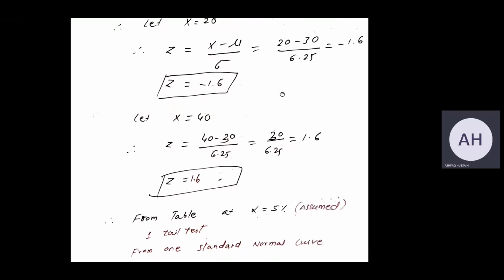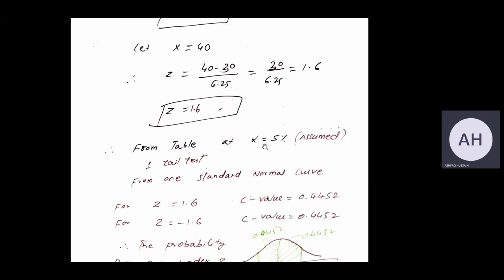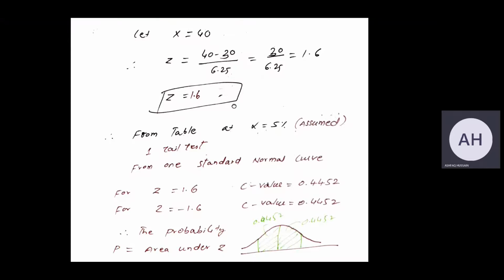Now here, since significance is not given, let us assume alpha equal to 5%. So from the standard normal distribution table, on a normal curve, we can see Z 1.6, the C value. What is the C value? And for Z minus 1.6. When you take a one tail test, this is on the positive side, this is on the negative side, if you just observe here. So these areas will give you the values of C.